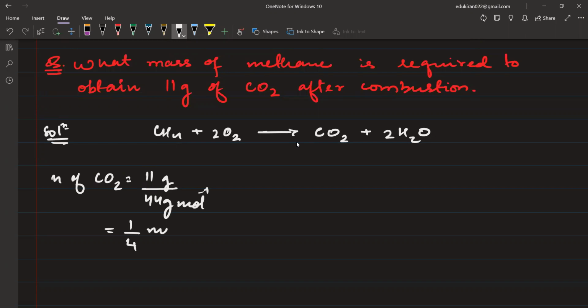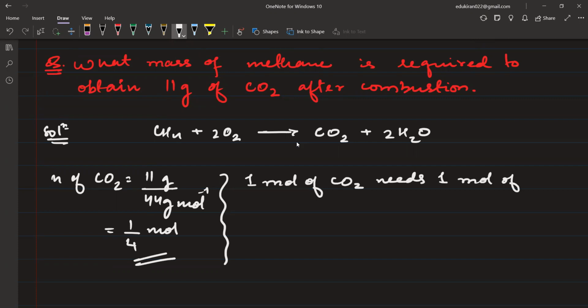1 by 4 mole. Now, according to the chemical reaction, you will first write the need statement here, because you need to get the amount of CH4. So if you want to get the amount of reactant, you will always write the need statement, and it will start from CO2. So you will write 1 mole of CO2. I am starting with that species for which I have the number of moles. So 1 mole of CO2 needs 1 mole of CH4. Therefore, 1/4 mole of CO2 needs 1/4 mole of CH4, है ना?